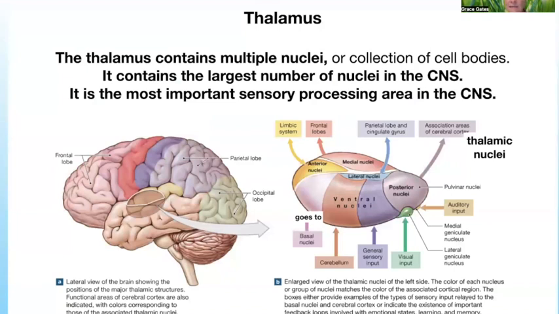The thalamus contains multiple nuclei, or collections of cell bodies. It contains the largest number of nuclei in the central nervous system, and it is the most important sensory processing area in the central nervous system. So I say thalamus and you say sensory processing area.